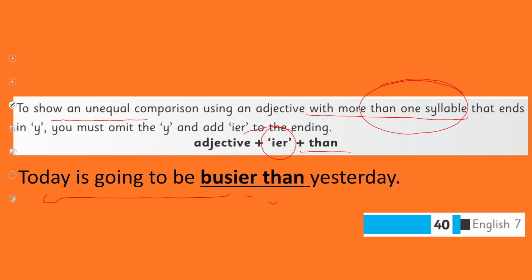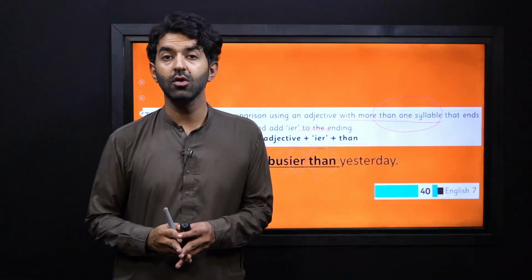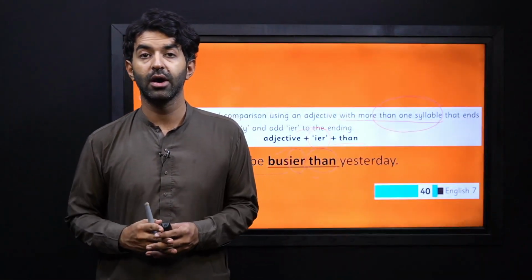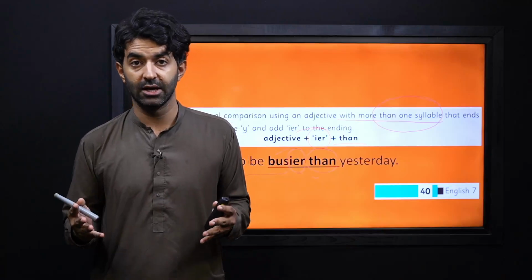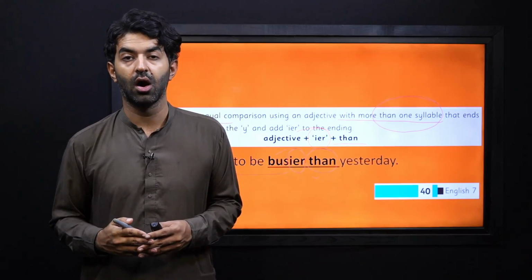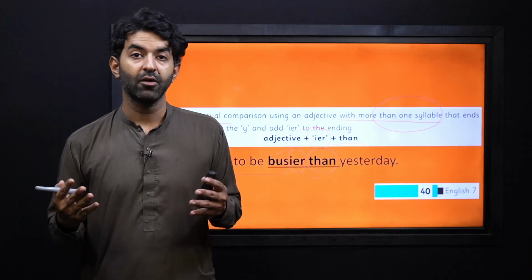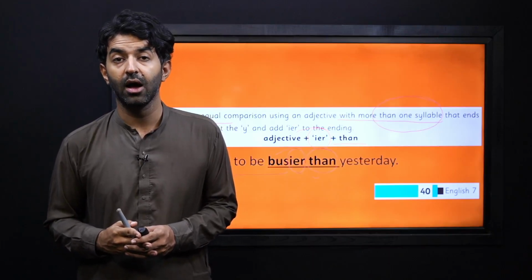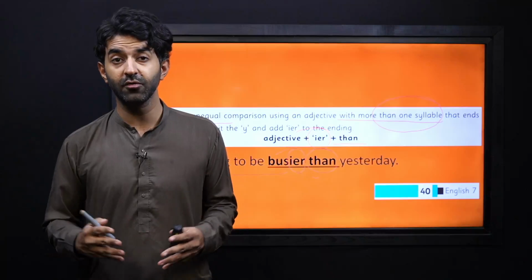So students, can you see that? We remove the Y and add IER with busy followed by our word THAN. So, we are comparing today with yesterday. And we know that the word busy has more than one syllable. In this way, we can remove the Y, add IER plus THAN, and we can make a comparative form or comparative degree of the word.